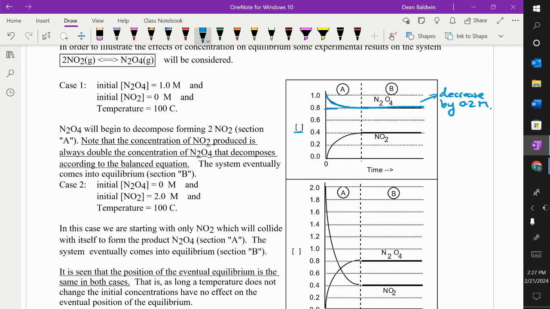What happened to the concentration of NO2? Just look at the graph. What happened? It goes up. It goes up by? It goes up from 0 to 0.4. Why did it go to 0.4? Not quite. Yeah, one molecule of this produces 2 molecules of this. So if this goes down by 0.2, this has to increase by 0.4.